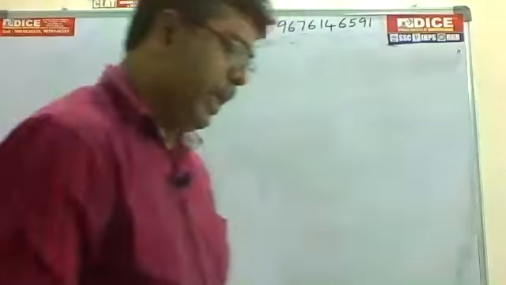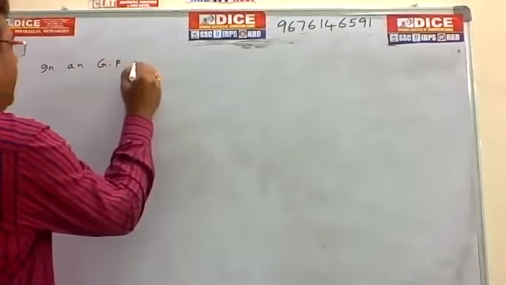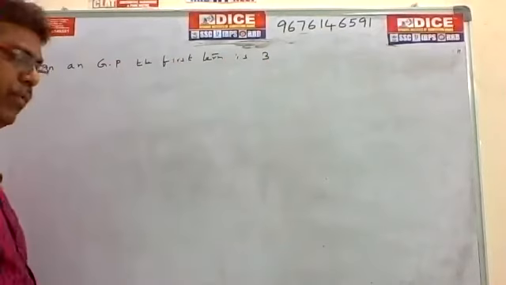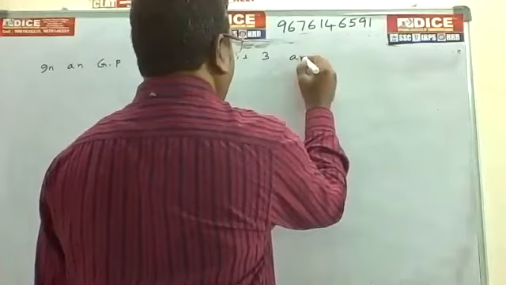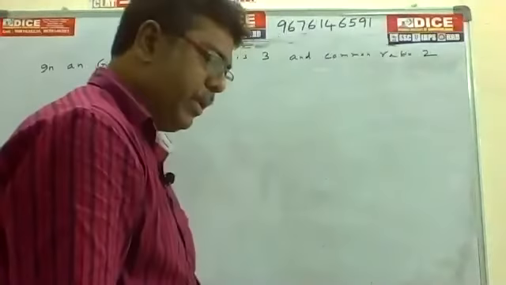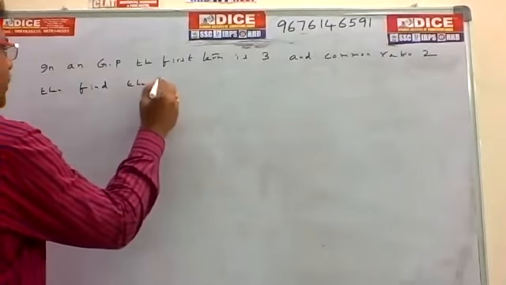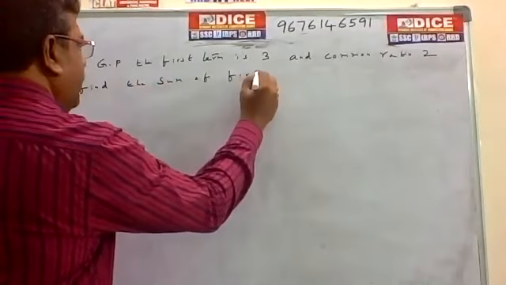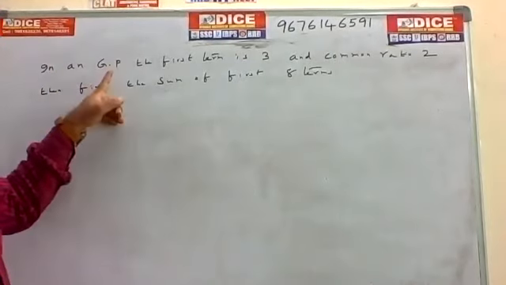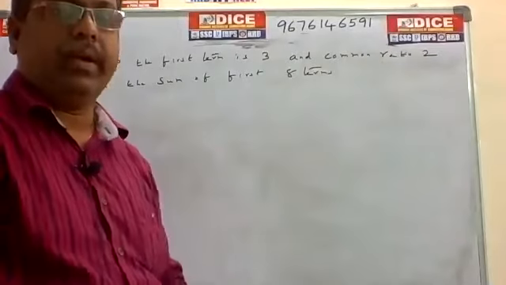Next one. In a GP, the first term is 3 and the common ratio is 2. Then find the sum of the first 8 terms. The question once again: in a GP, the first term is 3 and the common ratio is 2.